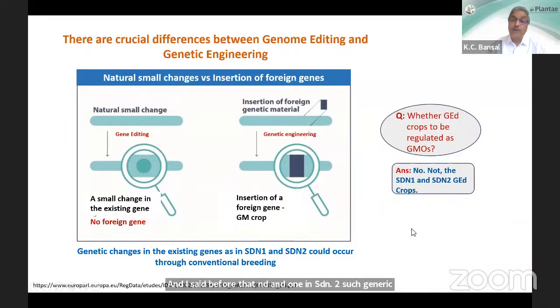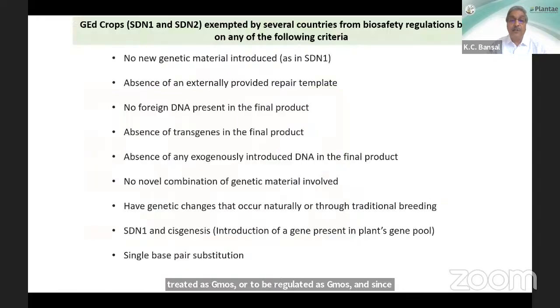So if you now try to answer this question scientifically, we would say that these genome edited crops, particularly SDN1 and SDN2, are not to be treated as GMOs or regulated as GMOs, since we have seen that very precise kinds of changes are made. Therefore, several countries have exempted SDN1 and SDN2 crops from biosafety regulations, based on the following criteria.